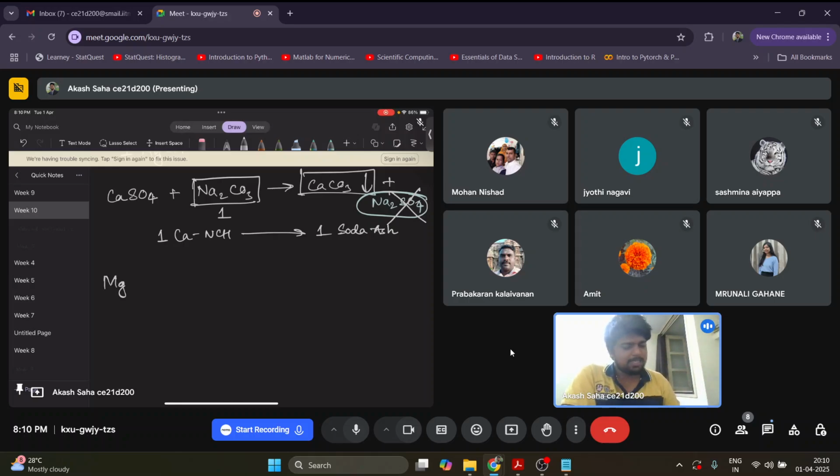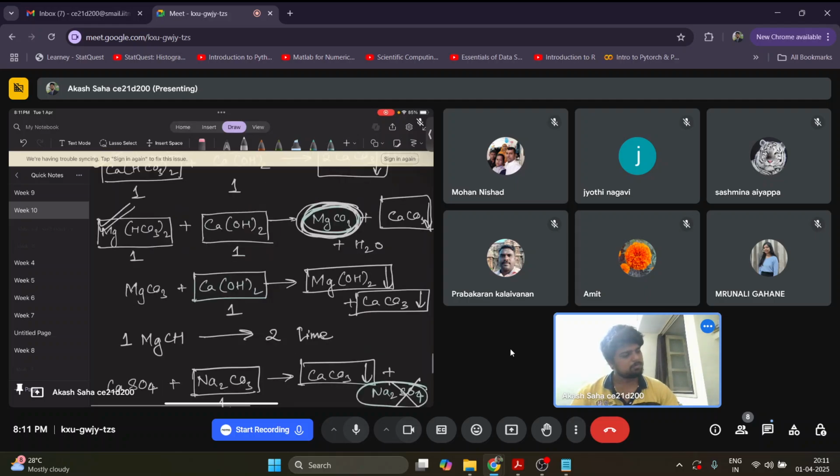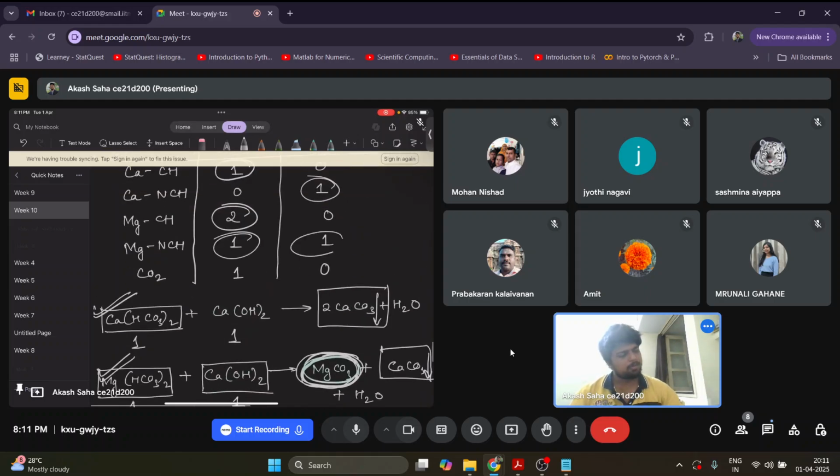So again, the last thing is magnesium non-carbonate hardness, that is MgSO4. To treat 1 mole of MgSO4, we need a mole of lime plus a mole of soda ash. Then only we will get CaCO3 as precipitate and Mg(OH)2 as precipitate plus Na2SO4. So that is the overall: 1 mole of lime and 1 mole of soda ash.